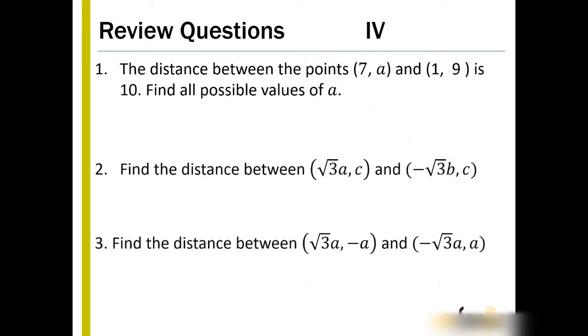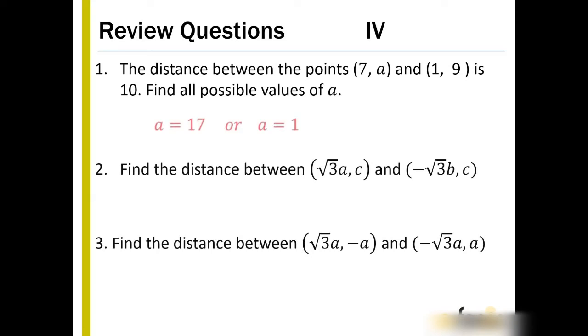Part 4. 1. The distance between the points (7, a) and (1, 9) is 10. Find all possible values of a. 2. Find the distance between (root 3 a, c) and (negative root 3 b, c). 3. Find the distance between (root 3 a, negative a) and (negative root 3 a, a). Pause the video whilst you work out the answers.